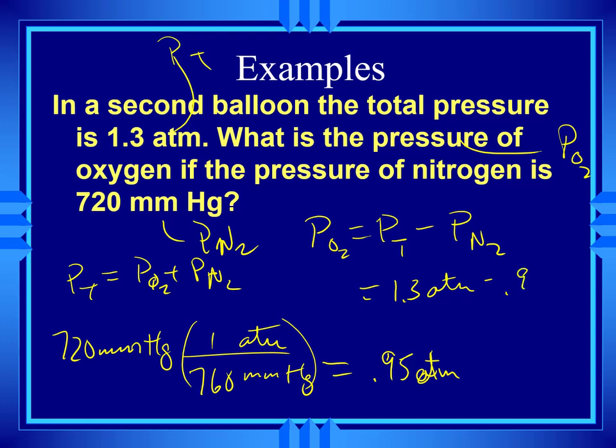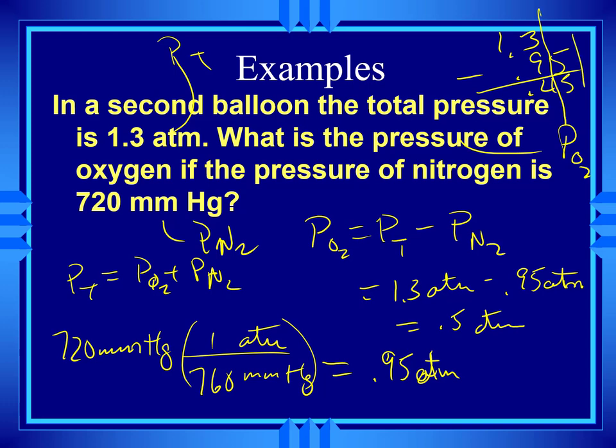So 1.3 minus 0.95 atm is 0.4 atm. Because 1.3 minus 0.95, my calculator gives me 0.35, sorry. Rounding, the 1.3 is in the tenths place, the 5 is in the hundredths place. I've got to round it off at the tenths place. Okay, that's 0.4. So it's 0.4.